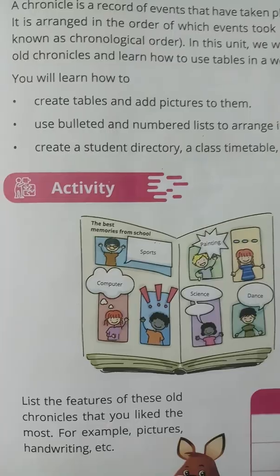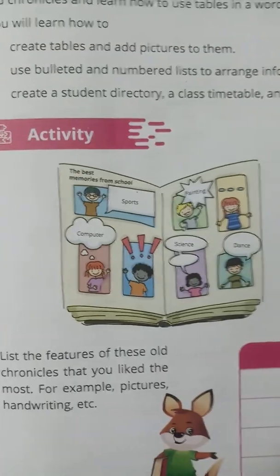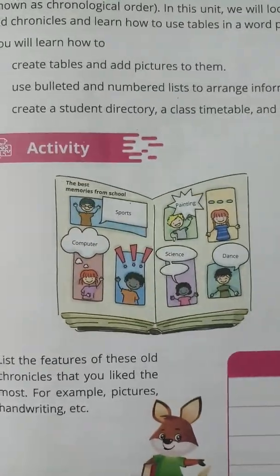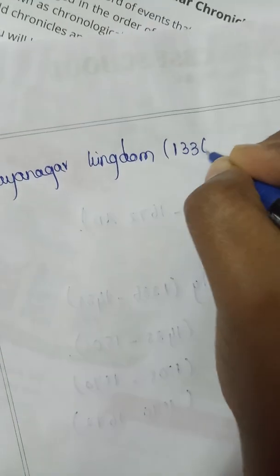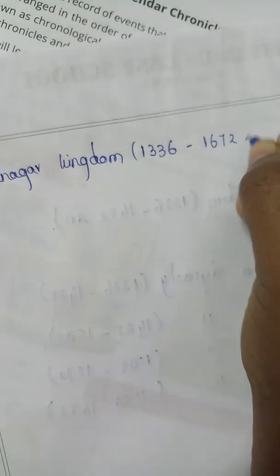List the features of these old chronicles that you like the most, for example, pictures, handwriting, etc. So here you need to write the features of old chronicles. For example, I am writing historical events. You all know about the Vijayanagar kingdom? It started in the year 1336 and lasted up to 1672 AD.